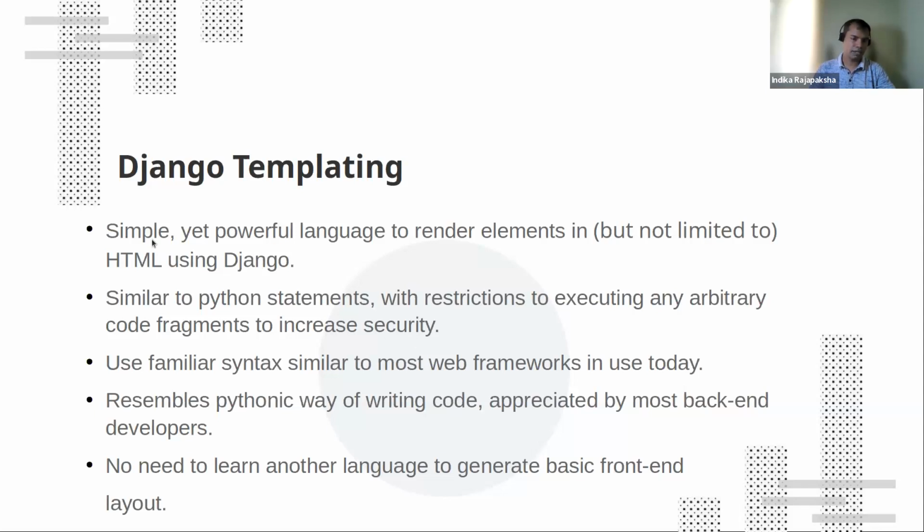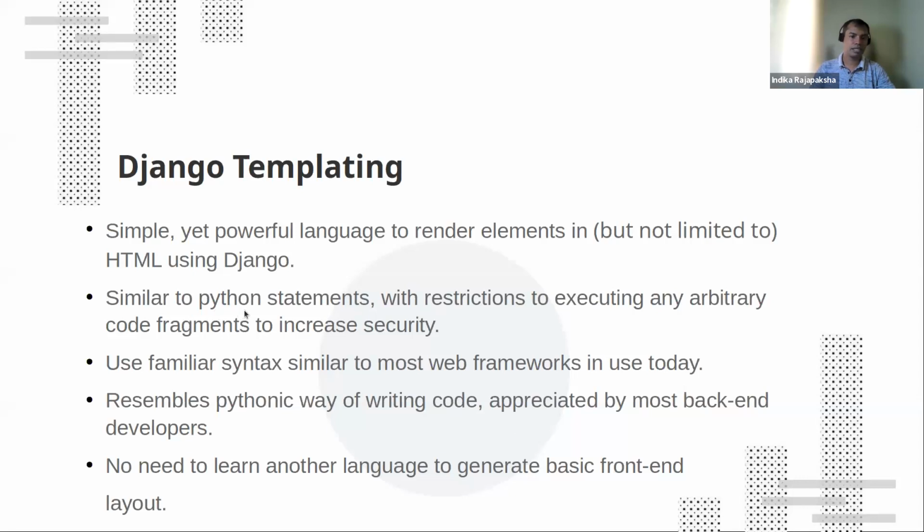So what is the actual Django templating language? Simply, I can say that it's a simple but yet powerful language to render elements in HTML using the Django framework, right? It is not limited to HTML. You can use many other things like XML and other text-based tag formats as well, right?